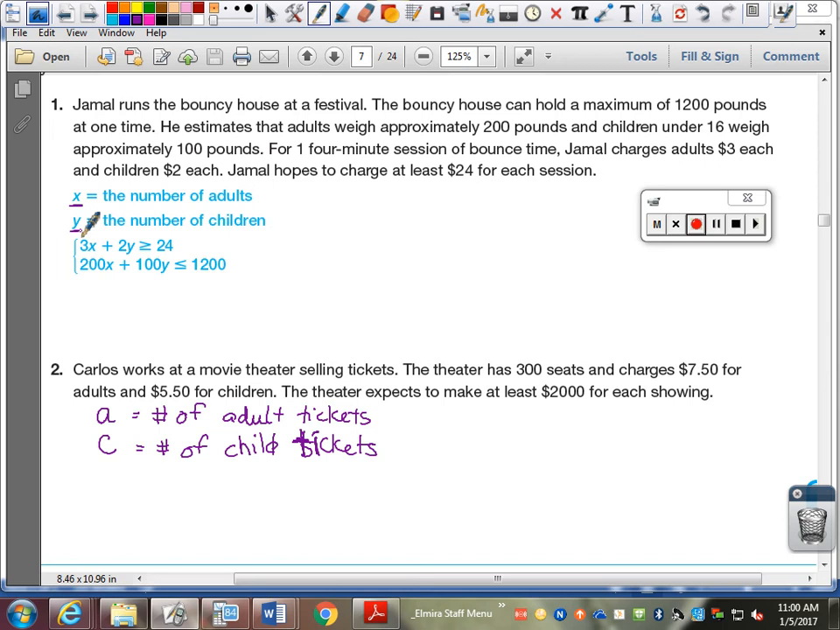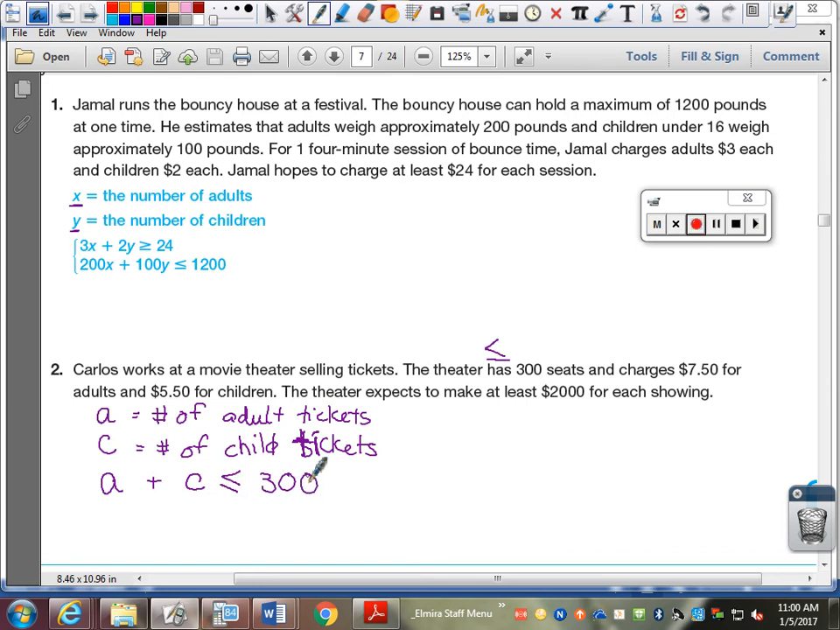So Carlos works in the theater. It has a total of 300 seats. 300 sounds like if we were writing an equation, it would be an equal sign, but instead of an equal sign, we're using an inequality. If it has 300 seats, then I can put exactly 300 people in there, but I can't go over 300. So the amount of seats that they sell has to be less than or equal to 300. The number of adult tickets plus the number of child tickets has to be less than or equal to 300.